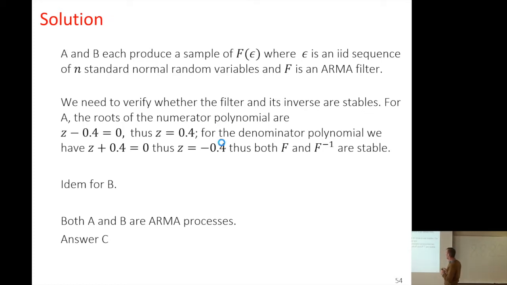This is true for both. Both of them produce a filter which is F applied to epsilon. The only thing we need to verify is whether the stability applies for the filter and its inverse. So we compute the roots of the numerator and denominator polynomials. We obtain minus 0.4 and 0.4 for f and for f minus 1. Of course, the question is the same for f and f minus 1. It needs to be stable in both directions. So both are valid ARMA processes.